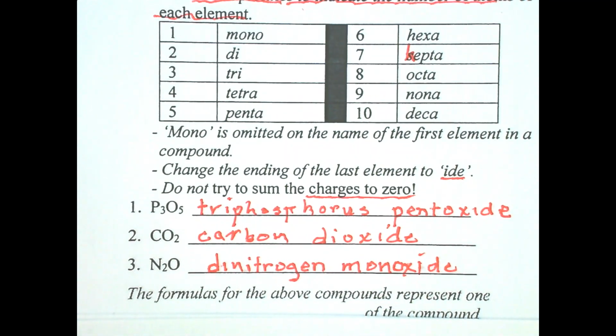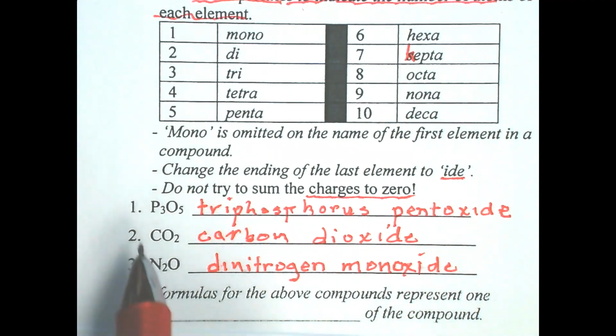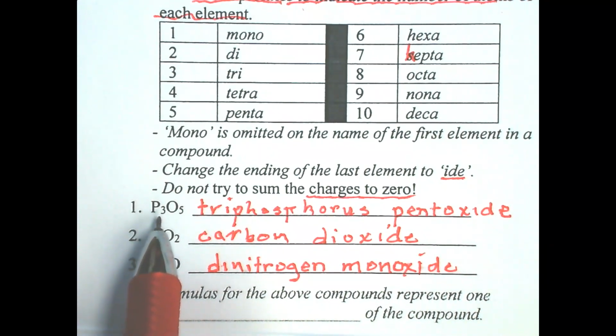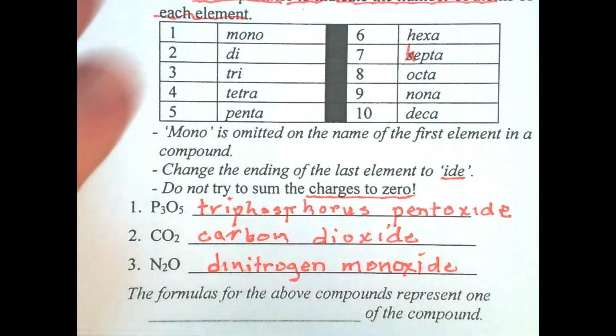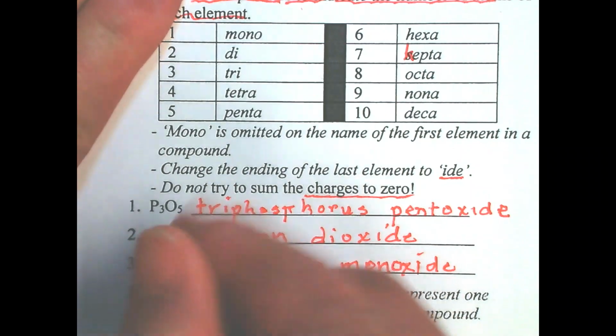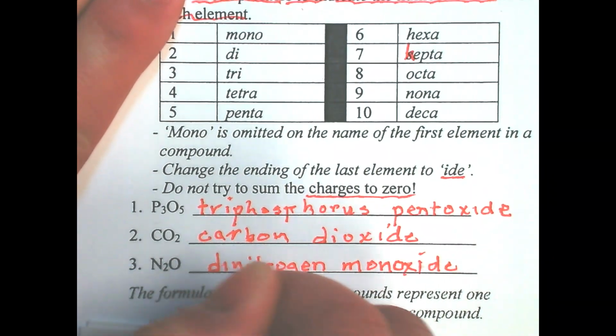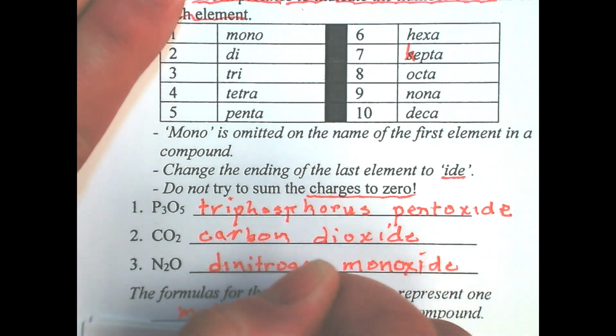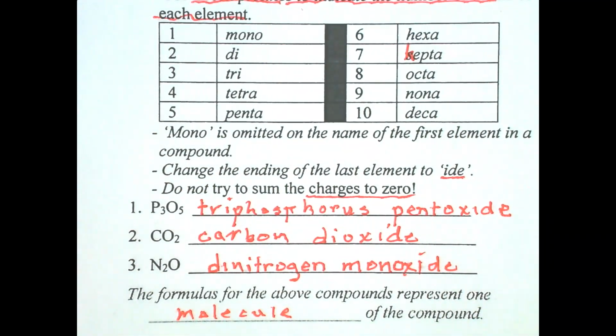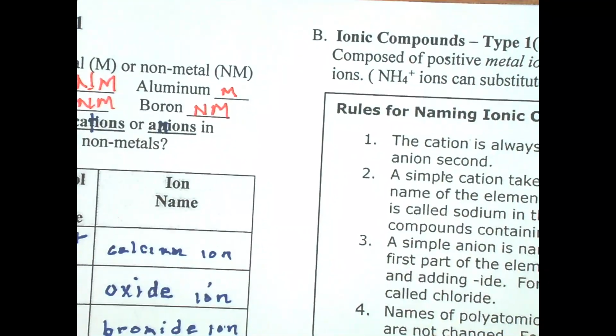The formulas for the above compounds represent one blank. If everything is a nonmetal, then we form a kind of bonding called covalent, meaning they share electrons, and the smallest unit is represented there, which would be 1 molecule of that compound. Okay? Now, what about if it's not 2 nonmetals? What if it's a metal and a nonmetal? Then that's going to be an ionic compound.